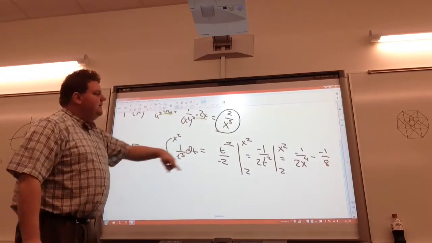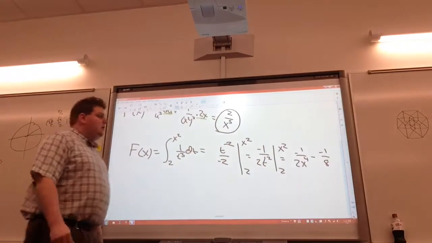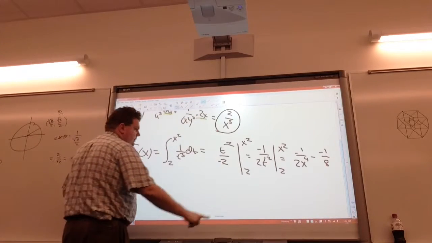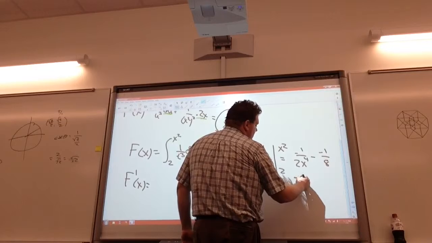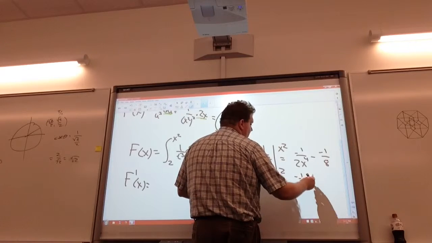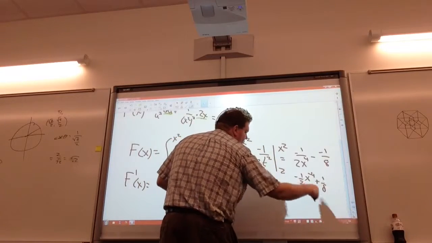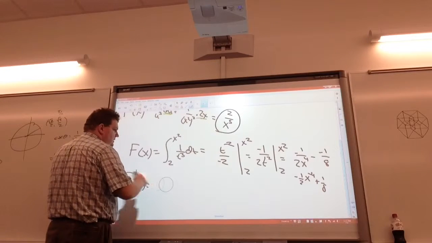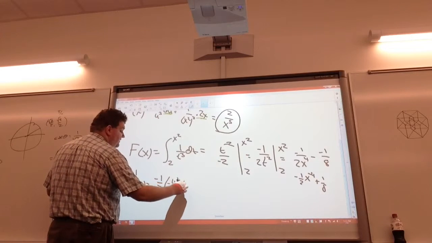So, big F of x is equal to negative 1 over 2x to the 4th minus negative 1/8. Now we're going to do the derivative of that. This proves to be one of the more difficult things. I'm going to rewrite this as minus 1/2 x to the negative 4th to bring everything up top. So we're going to take the derivative of this right here. That's going to be negative 1/2 times negative 4 x to the negative 5th.